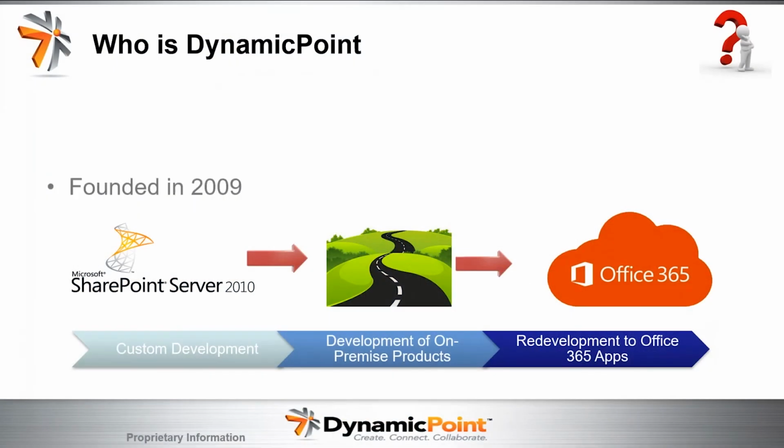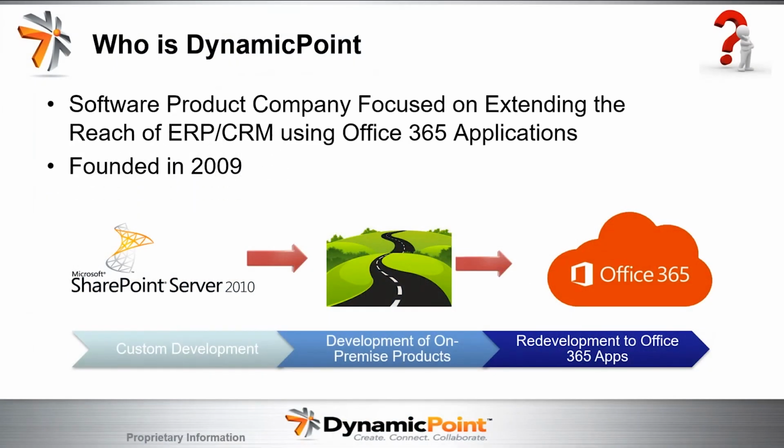So a quick introduction of who Dynamic Point is, and who's talking to you and what it is that we do here. What we do as an organization is we create apps on top of Office 365. To illustrate what that means, the best analogy I've been able to come up with in the years of doing this is that it's very similar to developing an app on a mobile phone.